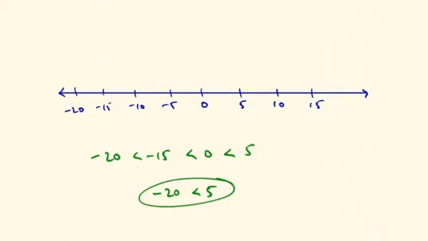So now we've got these symbols: less than, greater than, less than or equals, and greater than or equals. Let's explore some relationships between numbers that use some of these symbols. Let's revisit the very first example we discussed, 2x plus 1 equals 7. But instead of equals, let's turn it into an inequality.